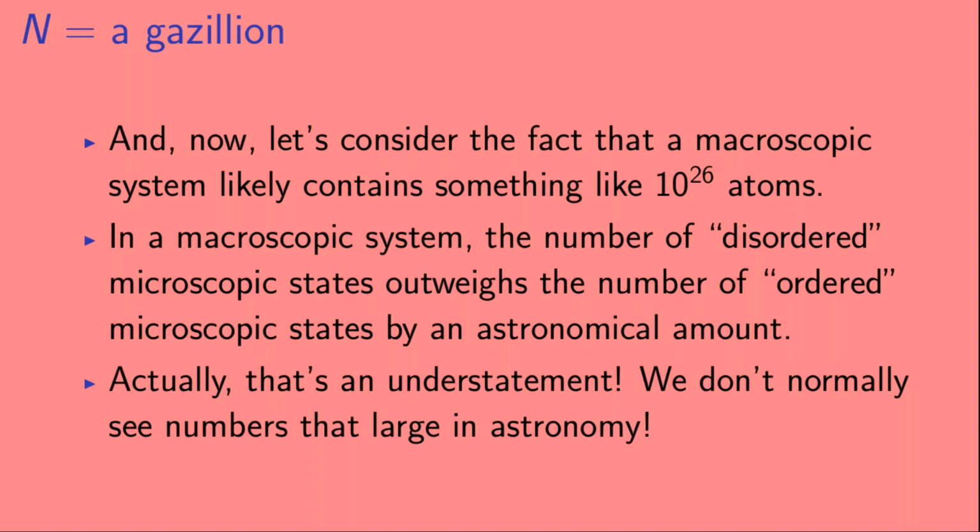And now, let's consider the fact that a macroscopic system likely contains something like 10 to the 26 atoms. In a macroscopic system, the number of disordered microscopic states outweighs the number of ordered microscopic states by an astronomical amount. And actually, that's an understatement. We don't normally see numbers that large in astronomy.